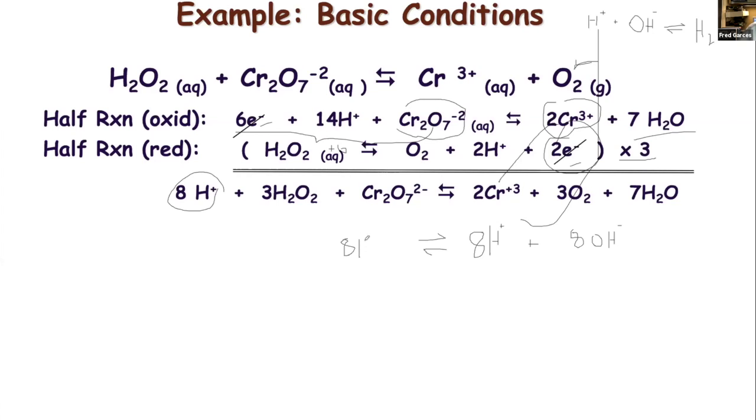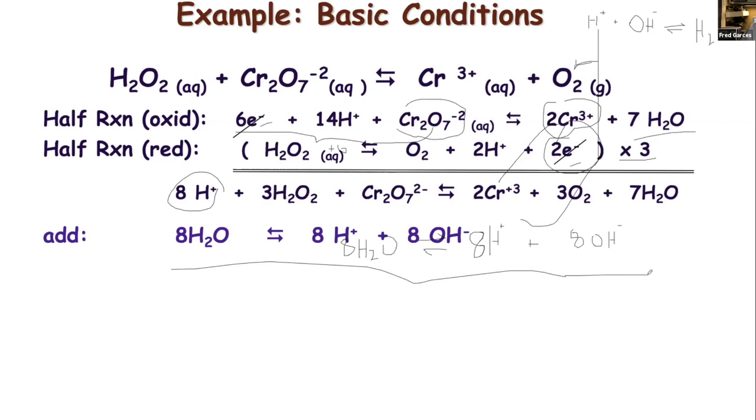This step is pretty easy. It's just a little bit tedious. Then we add the 2 reactions, and that's what you will see right there. The H plus and the 8 OH minus are on the right, 8 waters on the left.